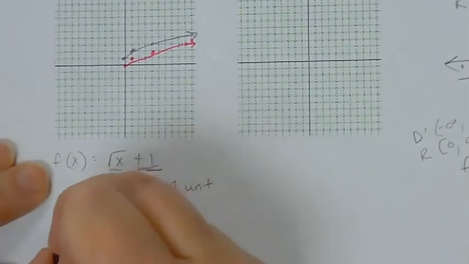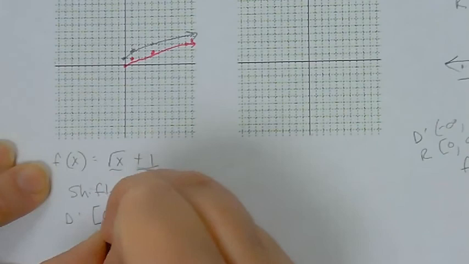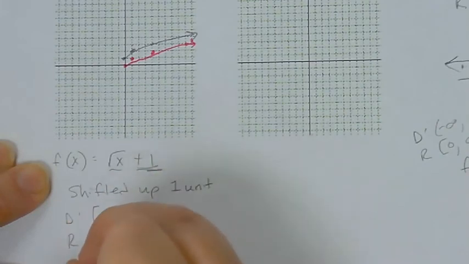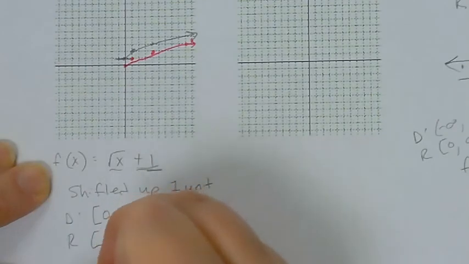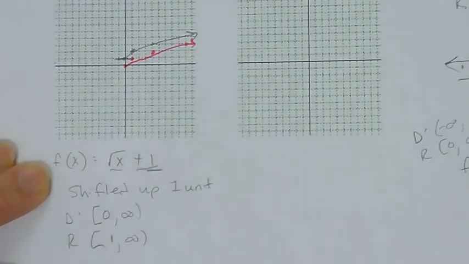So the domain is going to remain the same. It goes 0 to infinity. But the range is going to change this time. The smallest y value I have is 1, and then it goes to infinity.